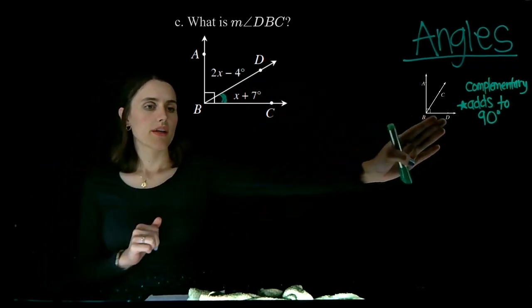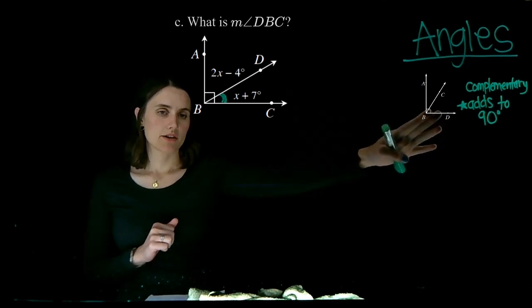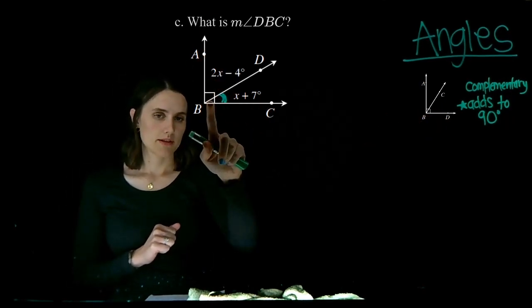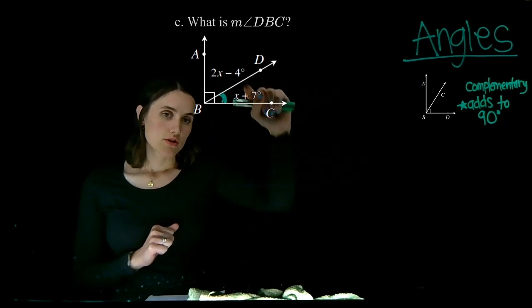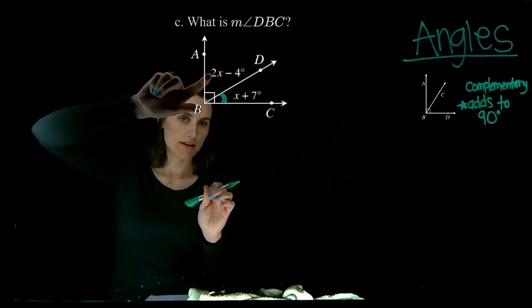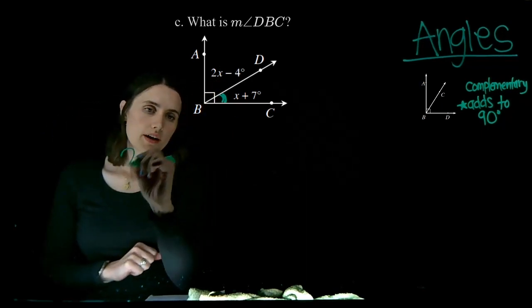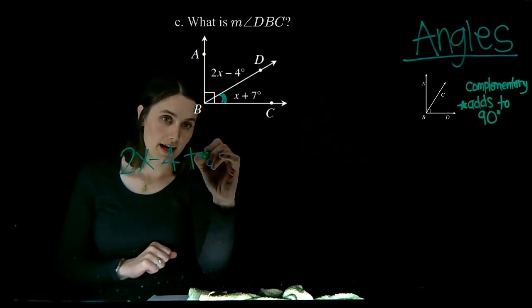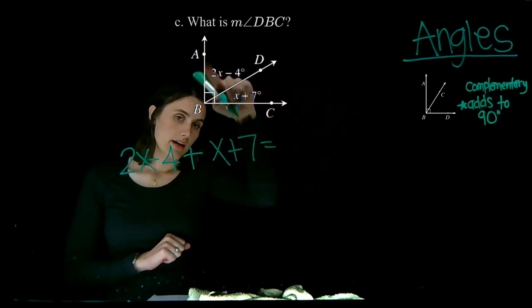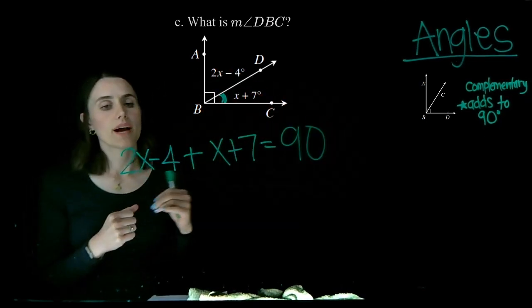We know that complementary angles add up to 90 degrees. This big angle right here, angle ABD, is 90 degrees, and we know that from this marking right here. We know that these two smaller angles have to add up to 90 degrees, and it gives us what these two smaller angles are. So we know that 2x minus 4 plus x plus 7, if we add these two angles together, we will get a total of 90 degrees. So now we have an equation that we can solve.